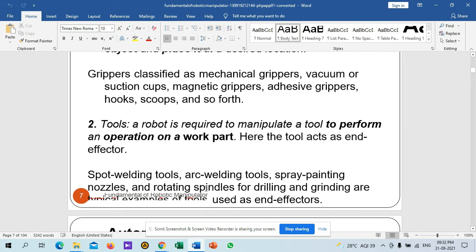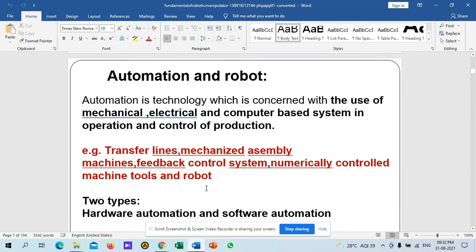These are some grinding machines. These are some examples about tools, right? So automation and robot is another important topic, another important subtitle. Now, I already said one definition, right?